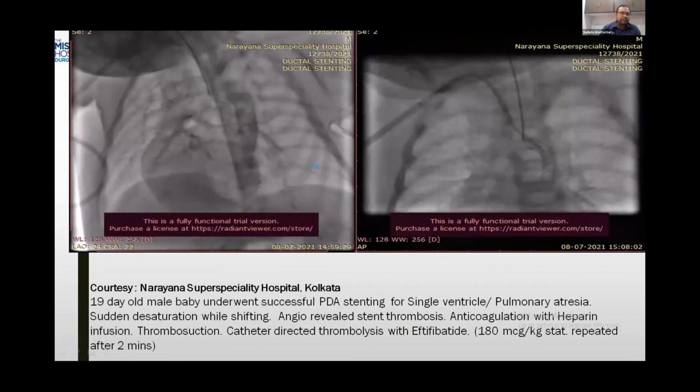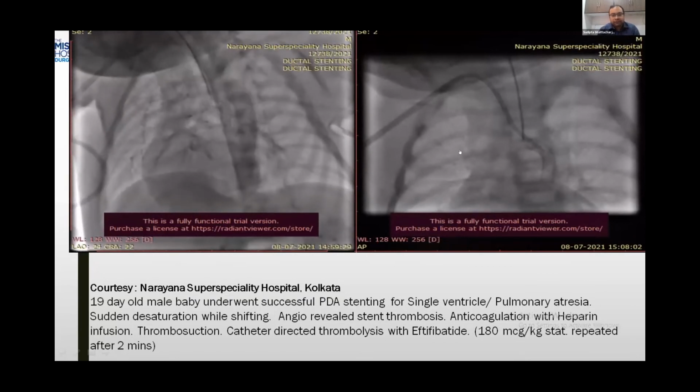So this is another case which has been given to me by my colleagues at Narayana Super Specialty Hospital. This is a 19-day-old male baby who underwent successful PDA stenting for single ventricle pulmonary atresia. There was sudden desaturation while shifting. The angio revealed stent thrombosis with poor flows into the branch PAs.